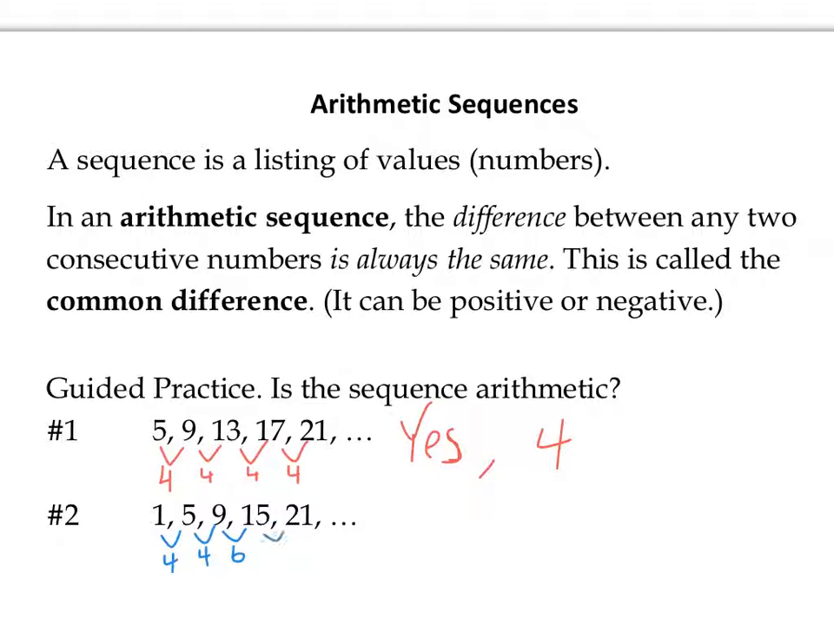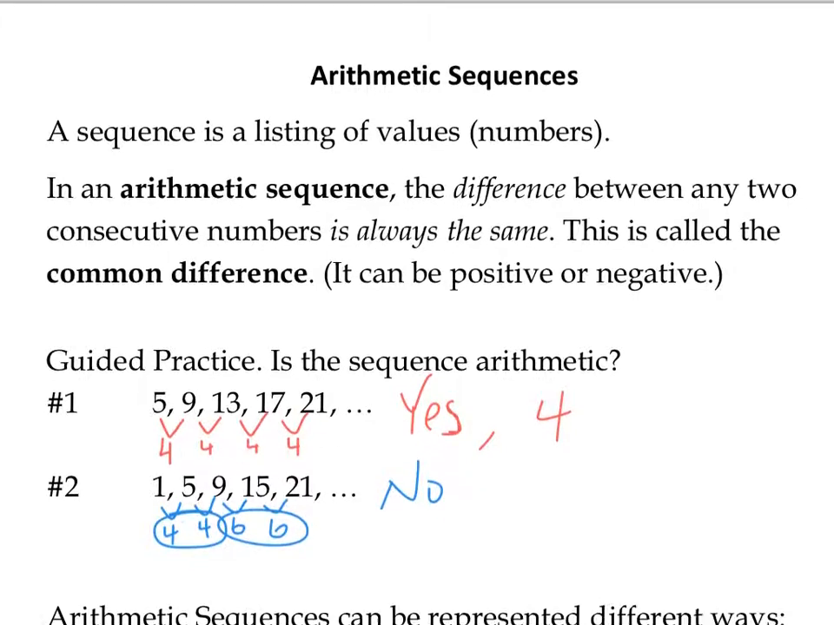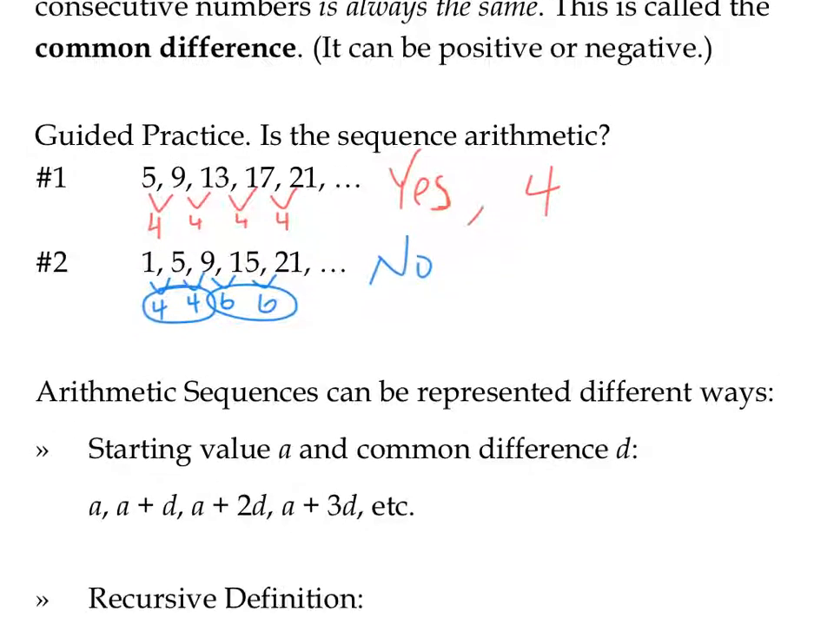And now we're adding 6 and then 6. So this is not a common difference. We have adding 4 and then 6 and then 6. Common. Always the same. Not sometimes the same. Always the same. So is this an arithmetic sequence? No, it is not, because there's not a common difference throughout the entire list of numbers. All right. Arithmetic sequence has a common difference.